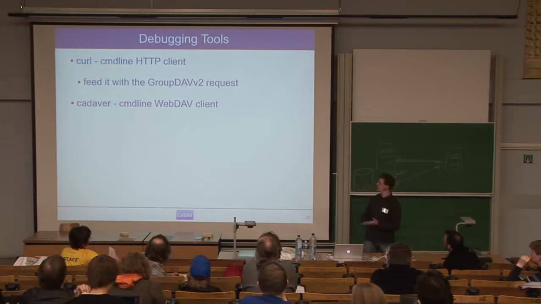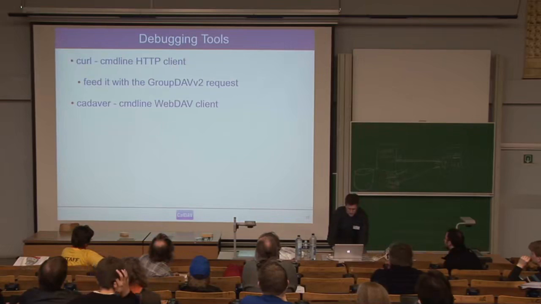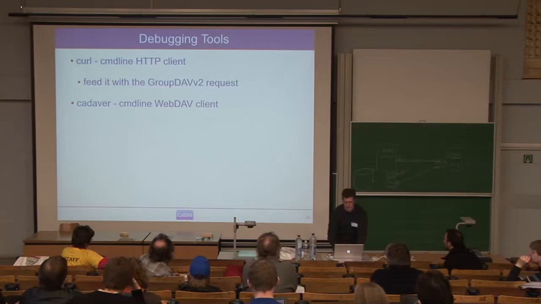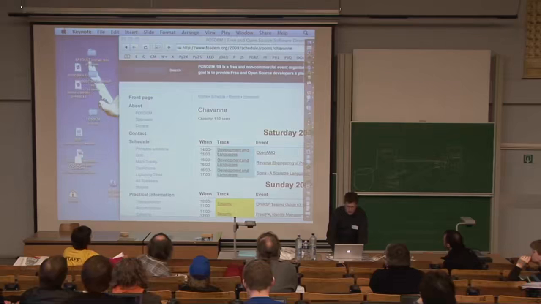Debugging tools. Well, if you're developing something, it's nice to have some stuff which you can use to actually try the thing, and I'd like to show you two. One is cURL. Probably many of you know that client. It's just a command line client to retrieve from HTTP servers using GET or any other method.